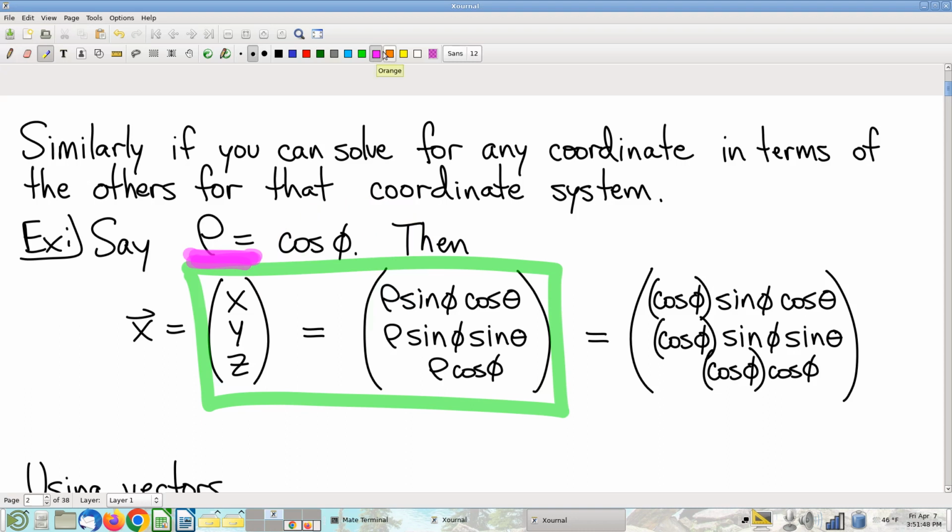And notice that I kind of have to do that. I have to put rho. I have to plug in what rho actually is.